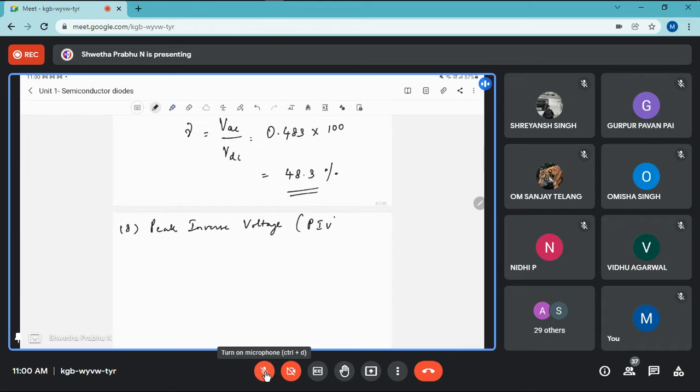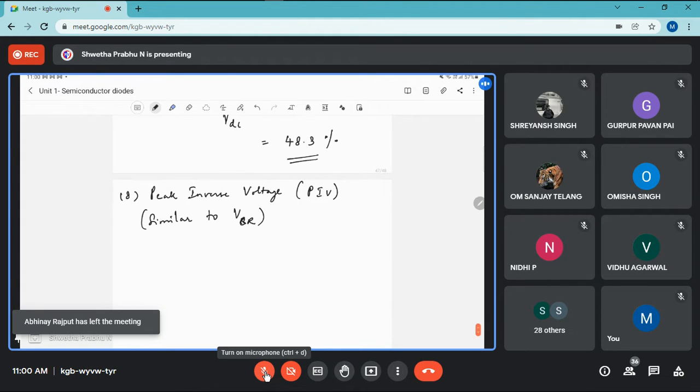In short, we call this PIV. This is similar to VBR, that is reverse breakdown voltage of semiconductor diodes. With respect to rectifier, we call it peak inverse voltage. Better I shall write the definition so that when you refer to these notes, it will be useful. Orally, if I tell, you'll forget. If I write, at least you'll remember.